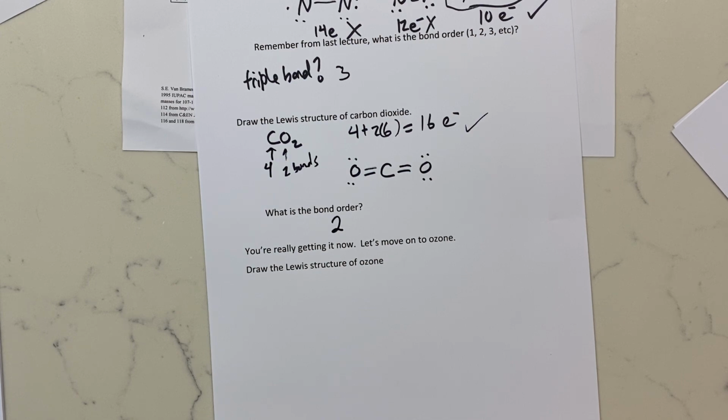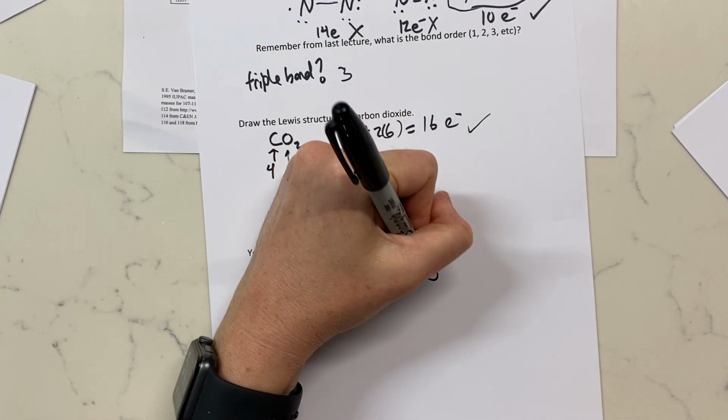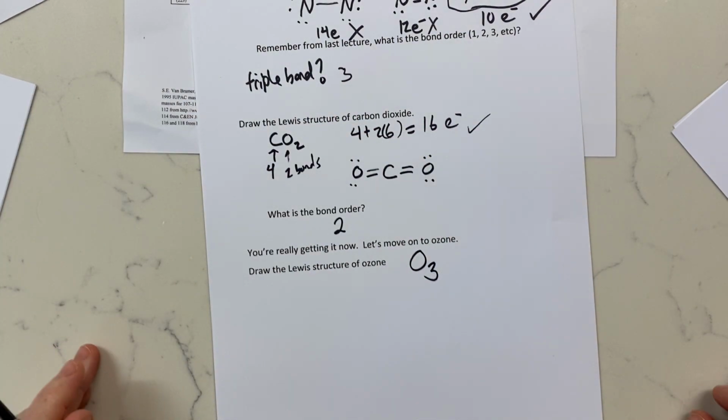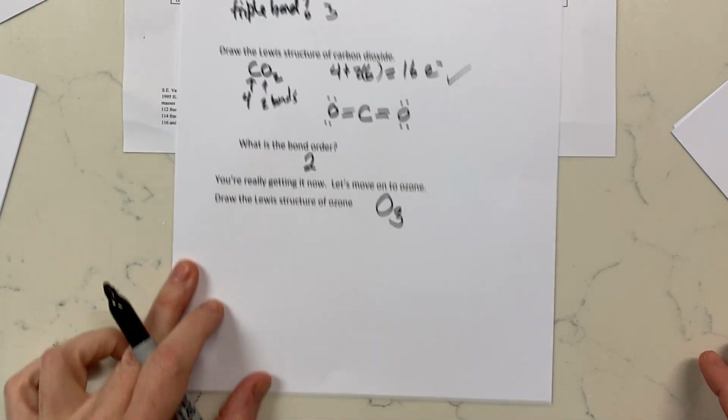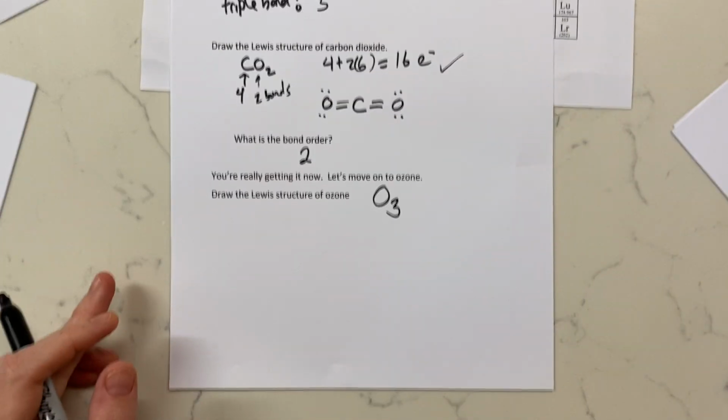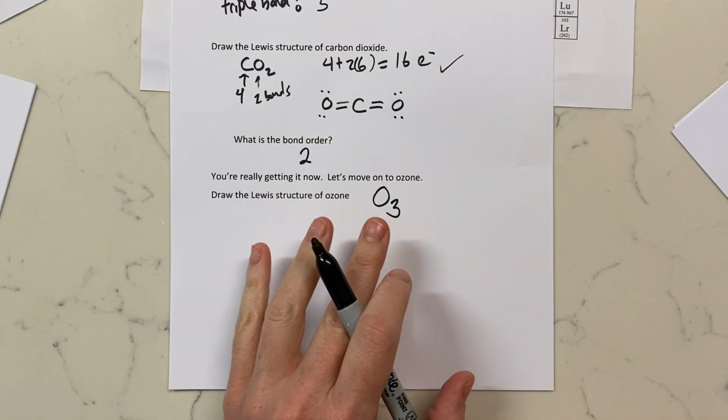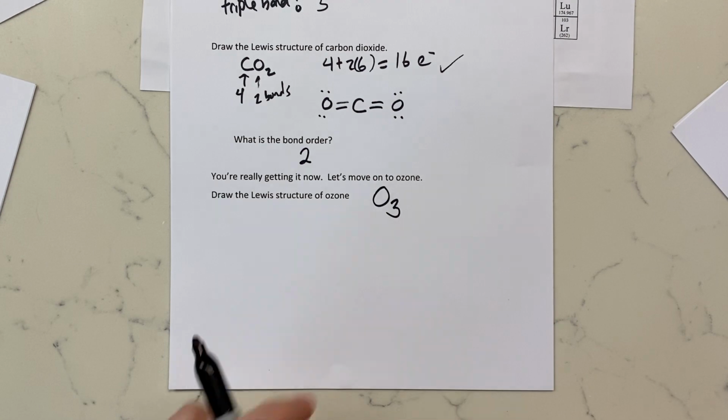Now we're going to move on to ozone. I don't really tell you what ozone is. Ozone is O3. This is a common question I ask in lecture, and we get some really cool responses. This is not a cyclical Lewis structure. In fact, I haven't seen any cyclical Lewis structures in any Gen Chem yet.